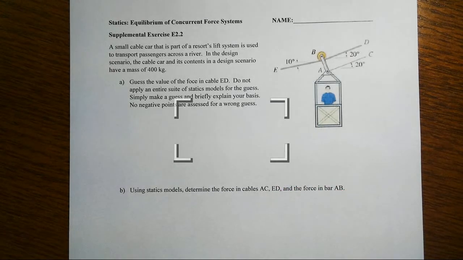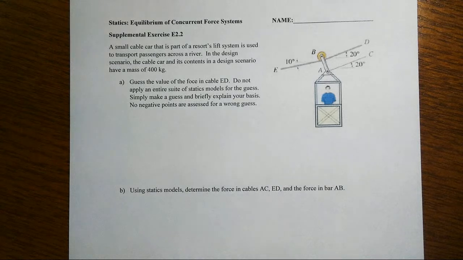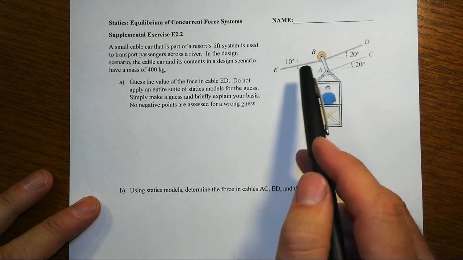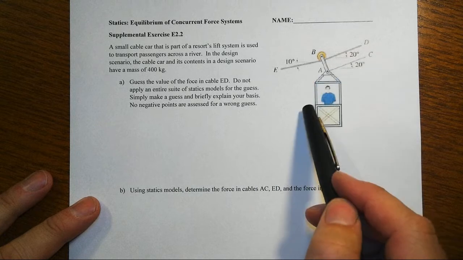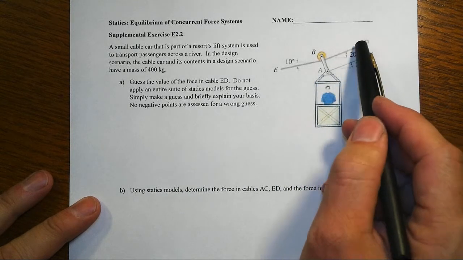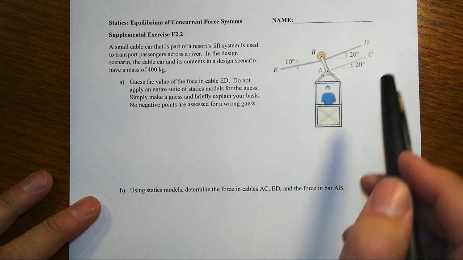Alright, in this additional supplemental exercise, I've been asked to help you go through some of the nuances of the free body diagrams and the answers. So let's take a closer look at this. Notice we've got the ski lift type of situation, the cable car that's pulling passengers along. This is the carrier cable, ED. This is the towing cable, AC.